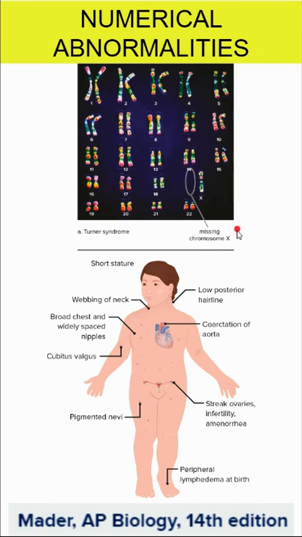So women with Turner syndrome are going to have this low posterior hairline. They're going to be shorter. They're going to have a webbed neck. They'd have a small aorta, broad chest, extra moles, and they're going to have changes in their ovaries. So a lot of times that's going to lead to infertility.